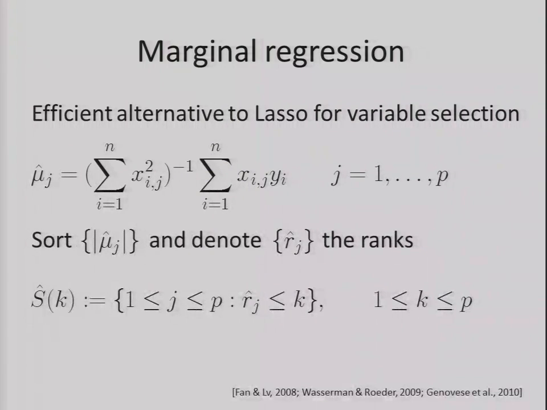Furthermore, marginal regression has been analyzed recently, or it has been revived. Even though it's a quite old procedure, it has received certain interest in the past few years. It has appeared in the Fan and Wolf paper. Wasserman and Roeder from CMU had a paper on it, and also Genovese et al. had a paper analyzing marginal regression for single task learning. So in our paper, we perform a sharper analysis and extend marginal regression to multitask learning.